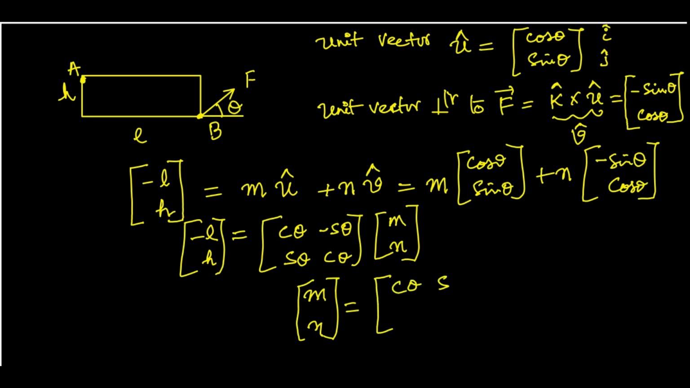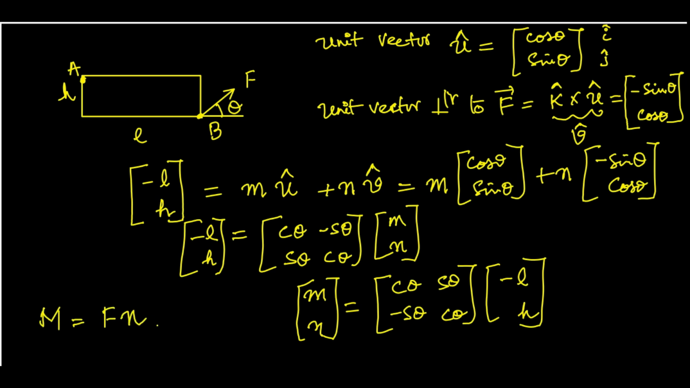This will be cos theta, sine theta, minus sine theta and cos theta, times minus L and H. Simply multiply, you know the L, you know the H, so multiply and get n. Once you have n, your moment will be simply your F times n. Again, this direction, because about A, it is causing a counterclockwise moment. Okay.